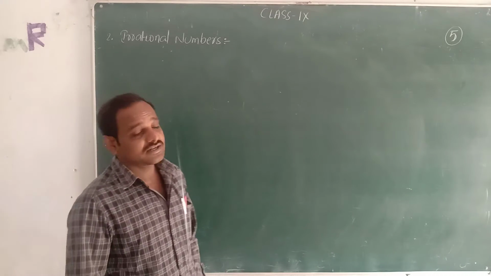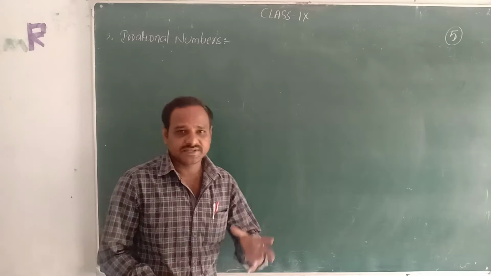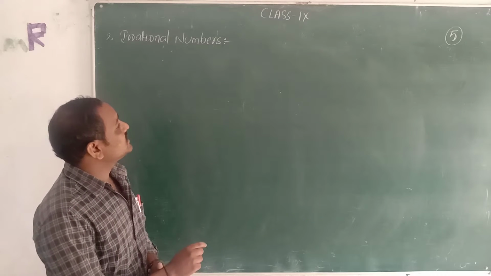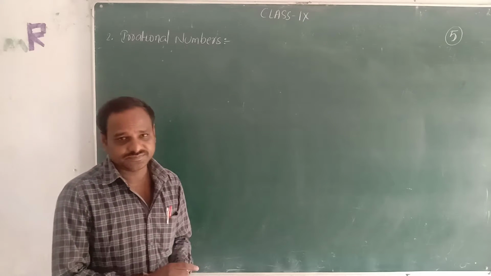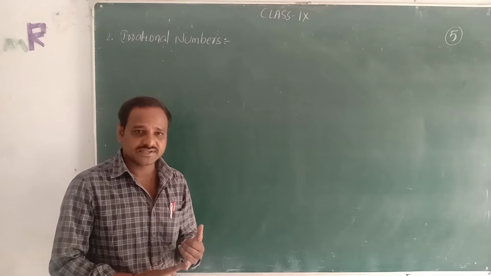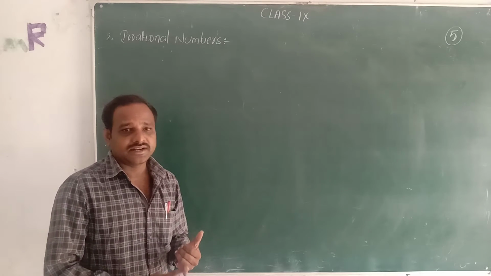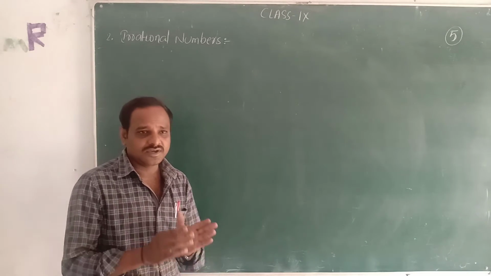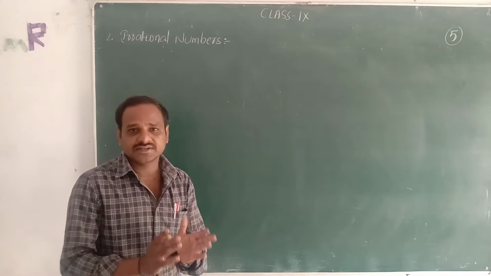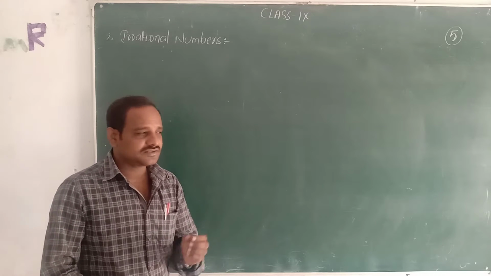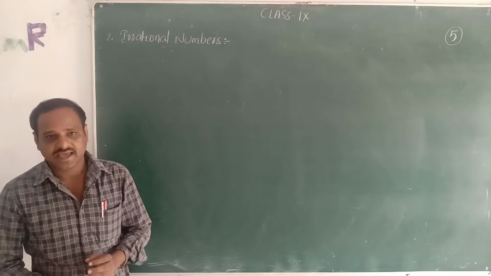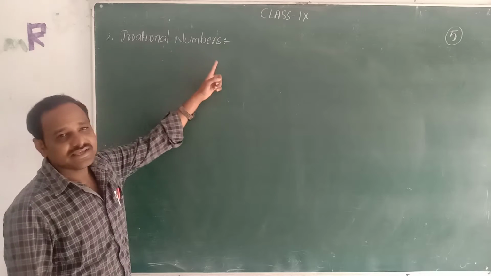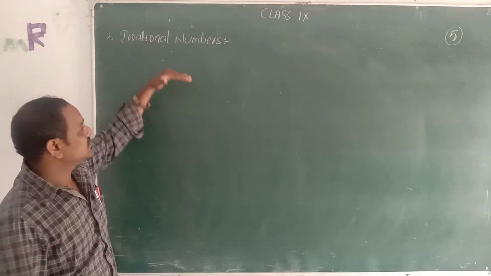In previous class, we completed the first concept, rational numbers, and now the second concept, irrational numbers. In the first concept, we completed the definition of rational numbers and the problems involved in that concept. I also gave exercise 1.1 as homework. So today we are going to discuss irrational numbers, the second concept.